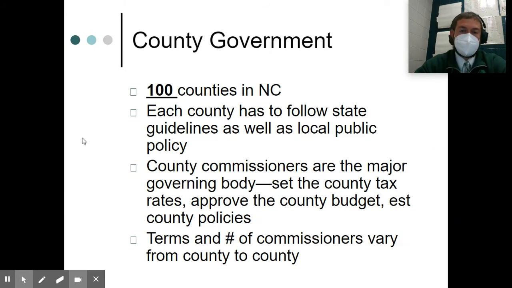County government. There are 100 counties in North Carolina. Each county has to follow state guidelines as well as local public policy. County commissioners are the major governing body. They set the county tax rates, approve the county budget, and establish county policies. Terms and number of commissioners vary from county to county.